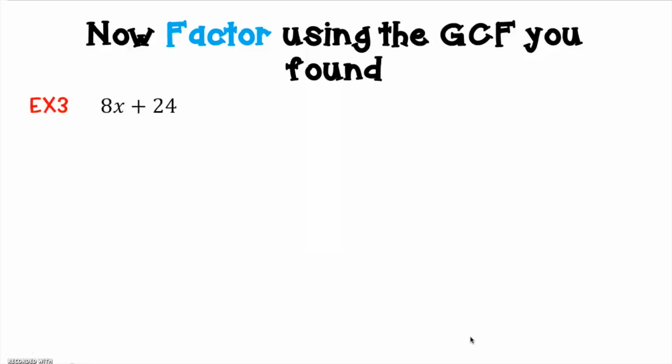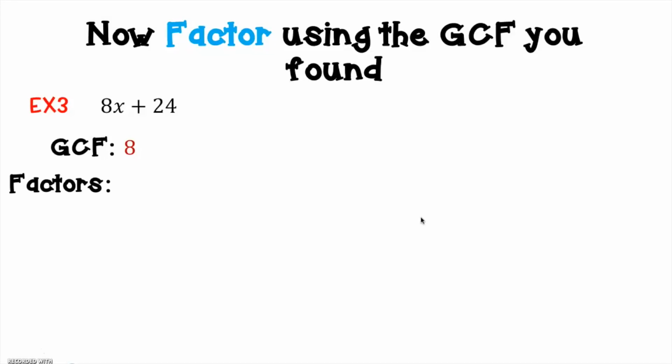We're going to go back, and you'll notice the example has stayed the same. All I've done is put in an operator there, a plus sign or a minus sign, when we get to example 4. We already know the prime factorization, the GCF of 8x and 24. So I went ahead and wrote that down.